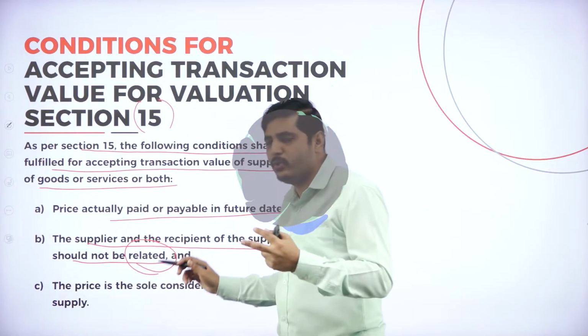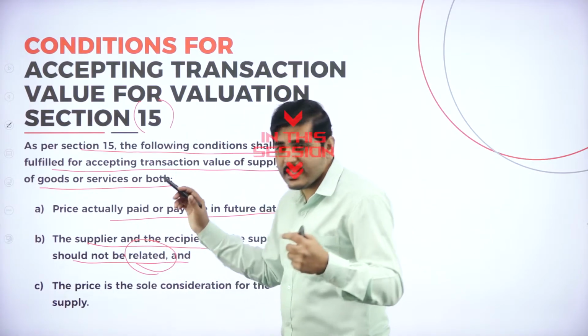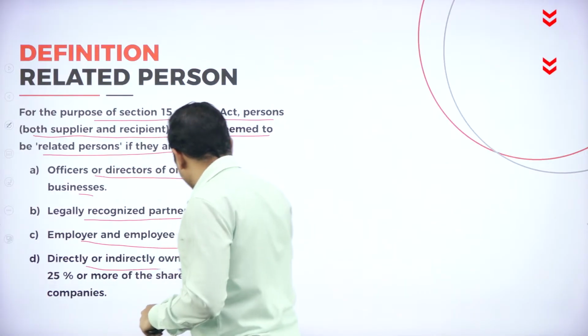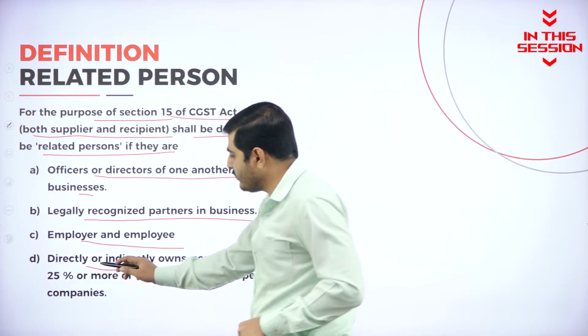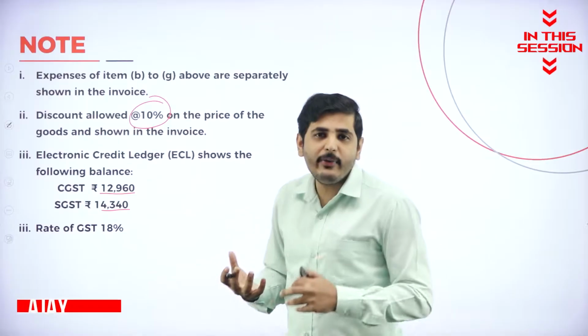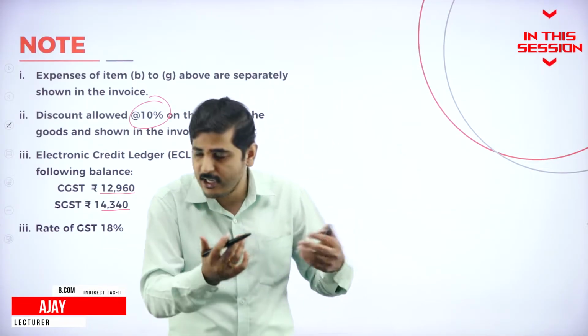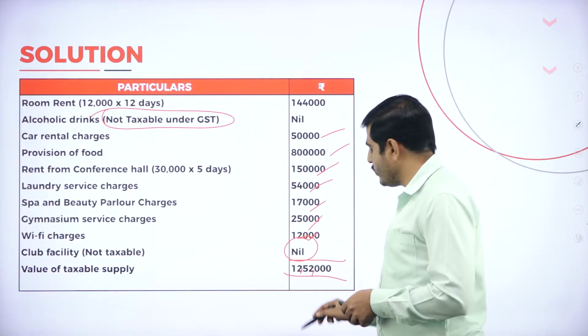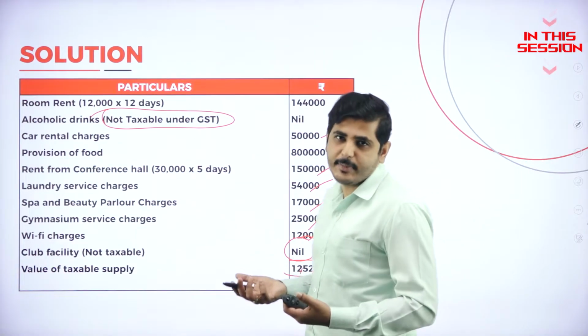So if we are sending the goods to a related person, then that transaction will not be considered as a value of supply. Directly or indirectly owns, controls or holds more than 25% of the shares. So while purchasing, we already paid some tax. So this is the tax what we have paid. It is 12,52,000. On this we can calculate the GST at 18% if you want.